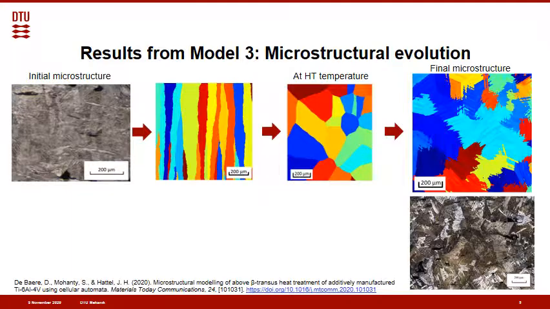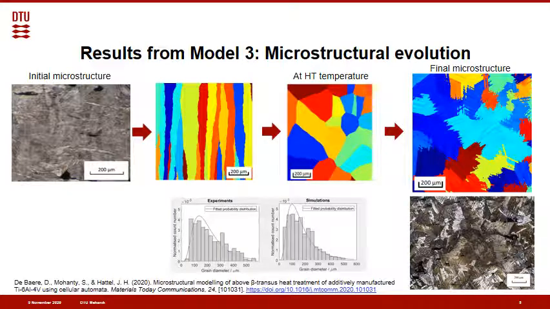This was validated by first comparing with an actual microstructure of a part undergoing the same heat treatment, and also by comparing the grain diameters of this real micrograph with the equiaxed beta grains at the high temperature. Both of these distributions are log normal with similar average and standard deviations.